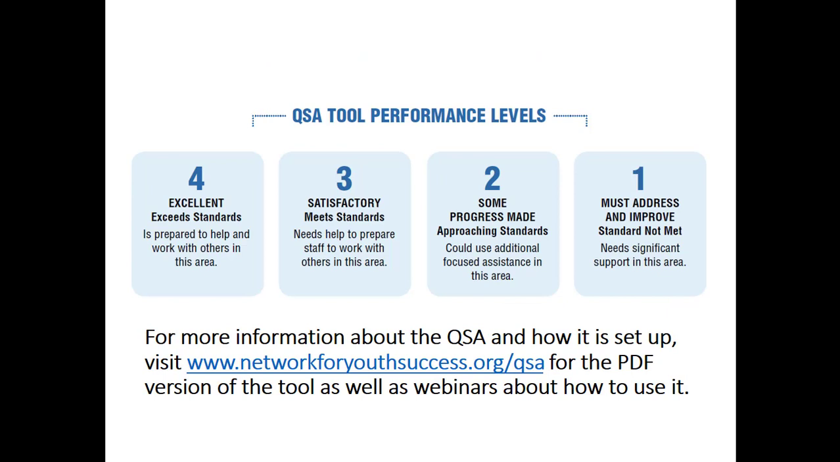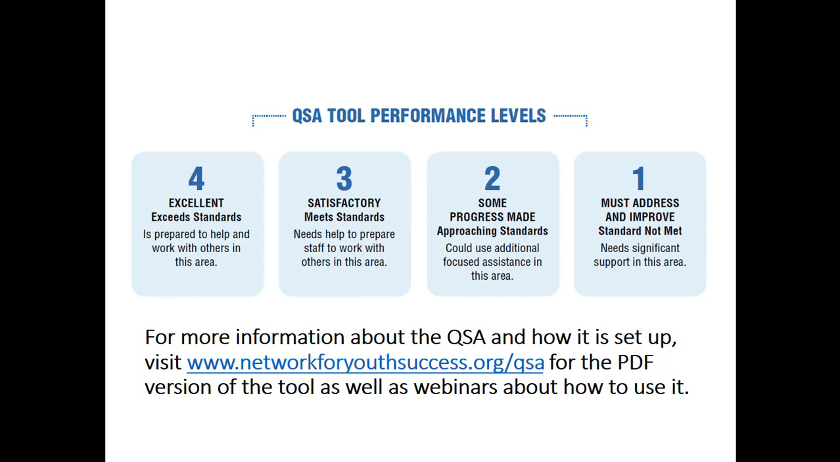The quality self-assessment tool is scored 1 to 4. 4 is excellent. Some people think that you have to have a 4 across the board, but 3 is meeting the standard. So we encourage you to work towards a 3 in as many indicators as possible. If you are scoring a 2 or a 1, that means that you're seeing this has to be addressed right now, or there's some progress, but more can be made. So a 2 or a 1 may lead you to think this is actionable, this is something that we need to address.